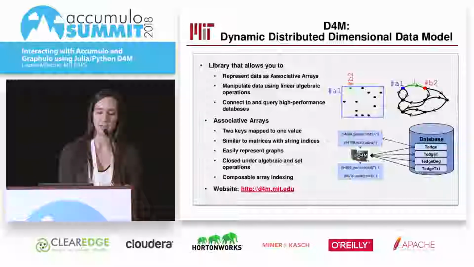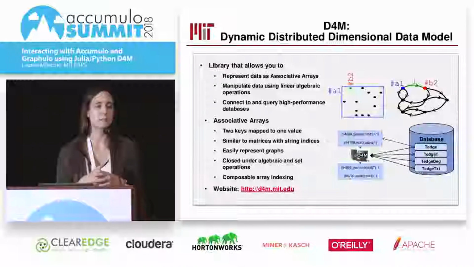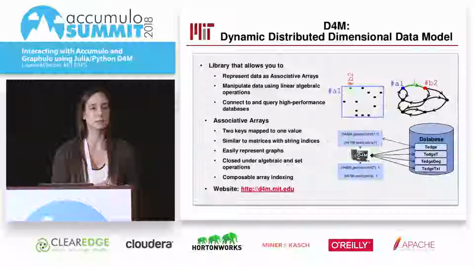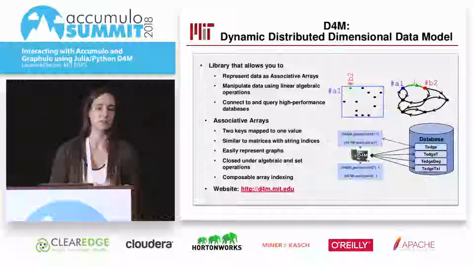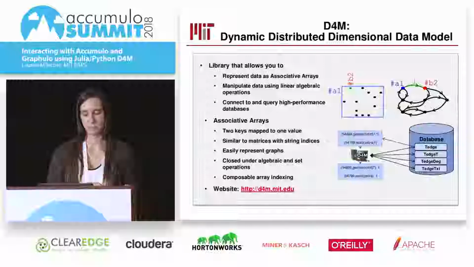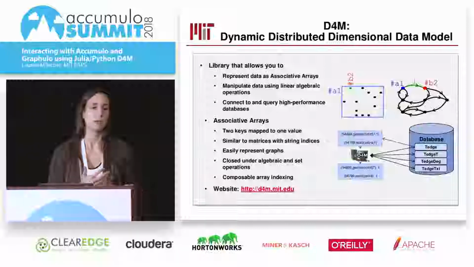An associative array is two keys mapped to one value, so sets of keys mapped to a value. The way I like to think about them, they are big sparse matrices, where you can index into that matrix not only with numeric or integer indices, you can use strings as well. And this is what allows you to map text data into something that looks more like a matrix and allows you to do linear algebra on it. You can also easily represent graphs in this structure, so you can think of mapping this to an adjacency or an incidence matrix.